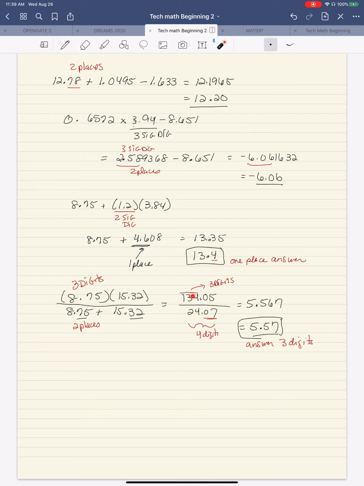So I have division next, so I'm looking at significant digits. This is 3, this one is 4, so my final answer will be 3 because that's smaller. So 134 divided by 24.07, I get 5.567, and I need 3 significant digits. So it's going to be 5.5 right here, and that's a 7, so that goes up, so 5.57.